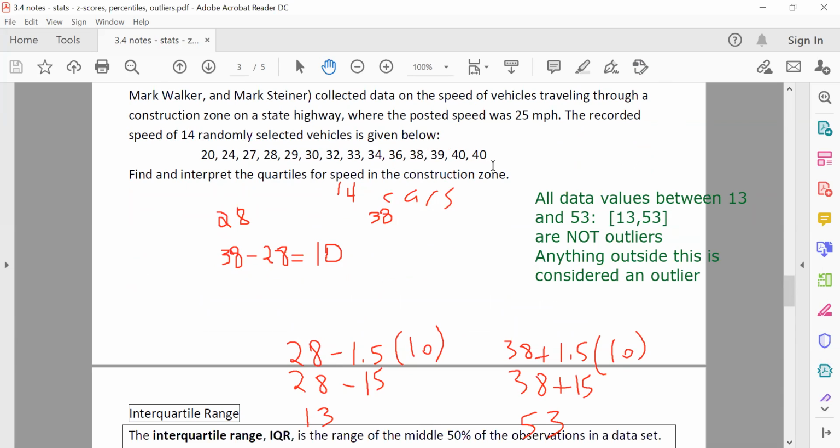That's okay. That's just saying the lower fence is really, really low. The upper fence is 53. And the highest the data values go is 40. So there's no outliers here. No outliers. Everything behaves, everything exists within the fences.